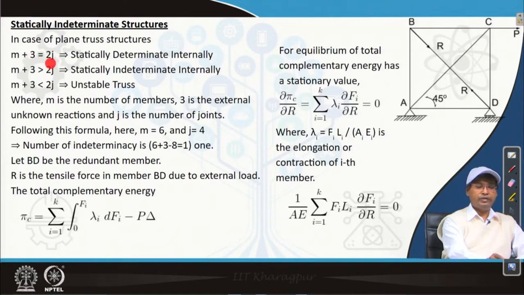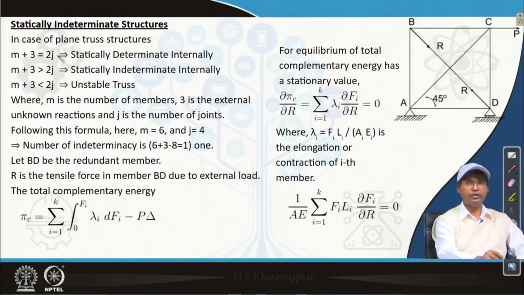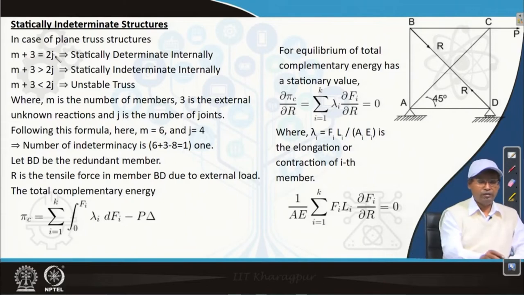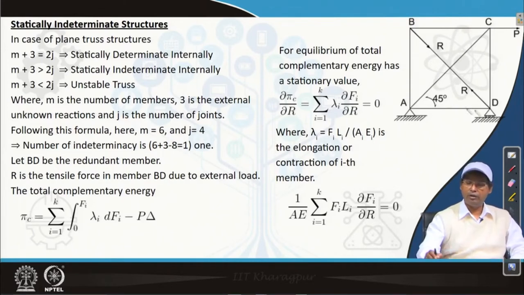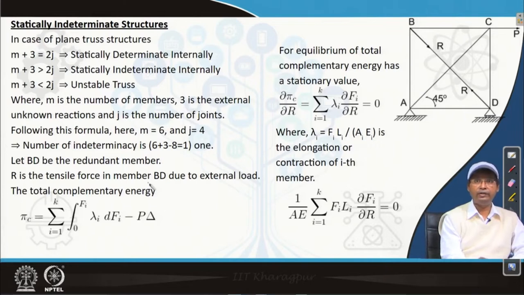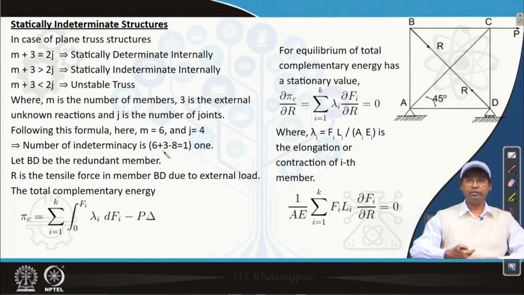m plus 3 equals 2j is the condition for statically determinate internally. m is the number of members, 3 is the external reactions, and 2j is the number of joints multiplied by 2. If it is greater than, then it is indeterminate. If it is less, it is an unstable structure. Following this formula, here m equals 6, j equals 4. The degree of indeterminacy is 6 plus 3 minus 8 equals 1. 3 is because it is a plane truss, we have 3 equilibrium equations, and then it gives us that there is only one internal indeterminacy.